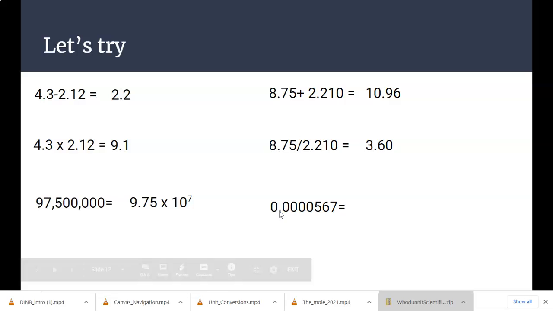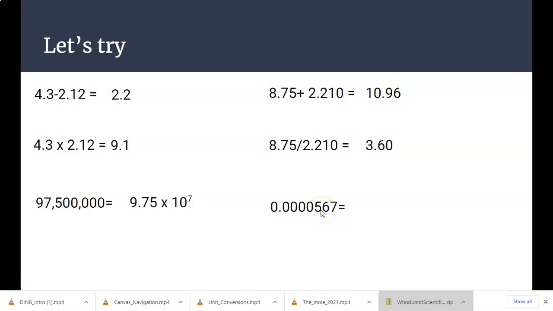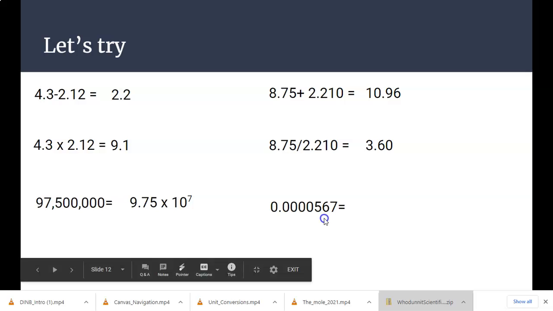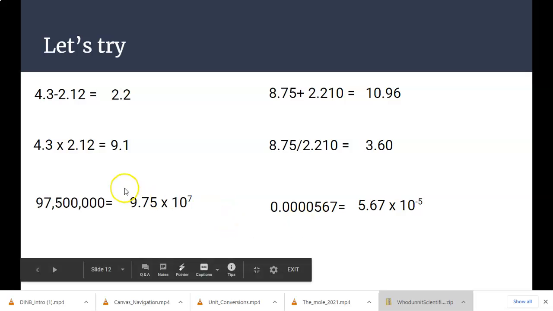Here, I'm going to move my decimal place over 1, 2, 3, 4, 5. So my answer is going to be 5.67 times 10. I did 5 bounces, and since I bounced to the right, it's going to be negative. So that is all you need to know about significant figures and scientific notation.